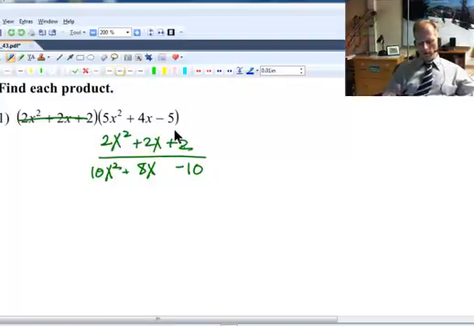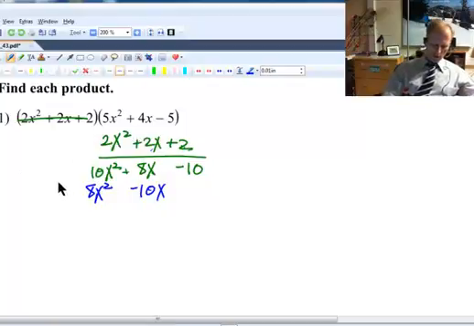Alright, now I'm going to move on to the 2x in the middle, and I'm going to multiply each of the terms above it by itself. So 2x times negative 5 gives me negative 10x. 2x times 4x is 8x squared. 2x times 5x squared is 10x cubed.